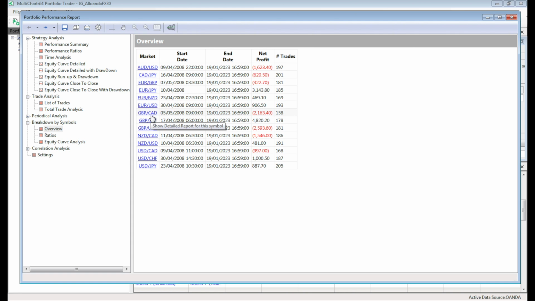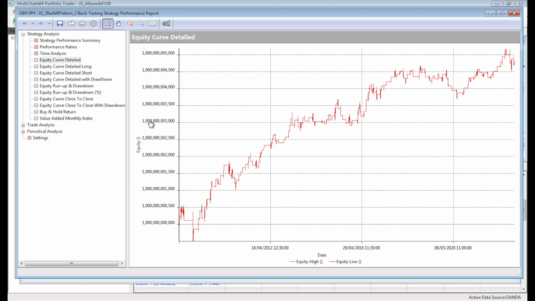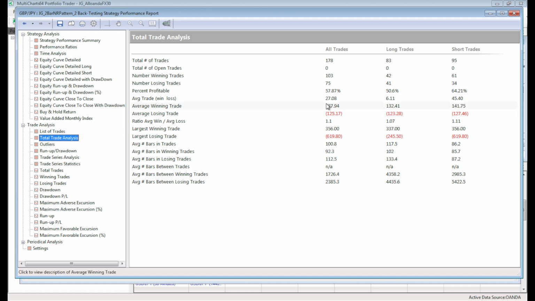Pound Canadian dollar, not profitable. Pound yen is the most profitable, so let's have a look at that. There's the equity curve. That's quite nice, isn't it? Quite a nice uptrending smooth curve. But is the average trade big enough? At 27 pips, yes, it certainly is. That's a really good average trade. So pound yen, this seems to work quite well on.